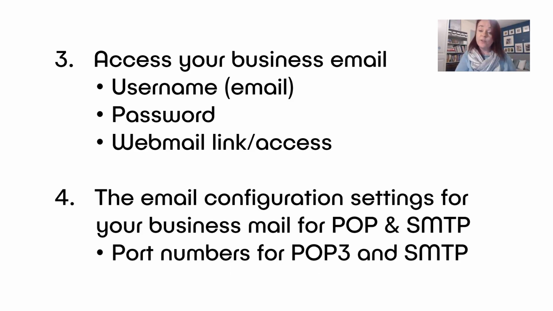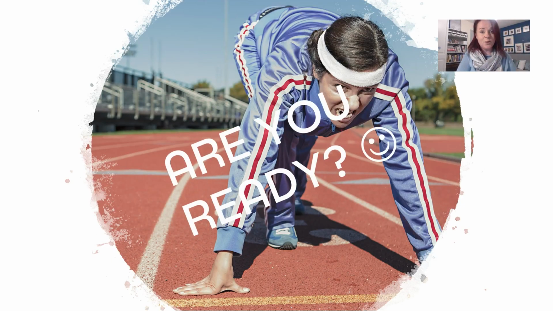Lastly, you also need to get the email configuration settings for your business email from your web hosting provider or email hosting provider. Normally it's the same company, but not always. What you're looking for is the POP3 and your SMTP port numbers. So normally if you Google the hosting company name and put in POP email configuration settings or POP3, you'll find it, or you'll find it in their support files. So are you ready? Let's get to it.